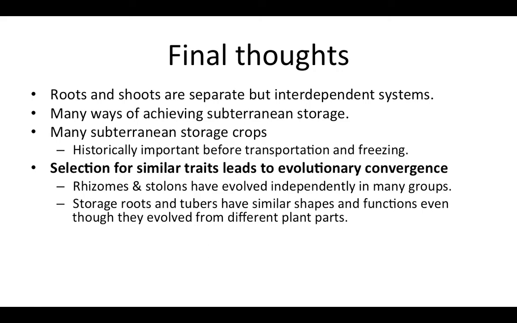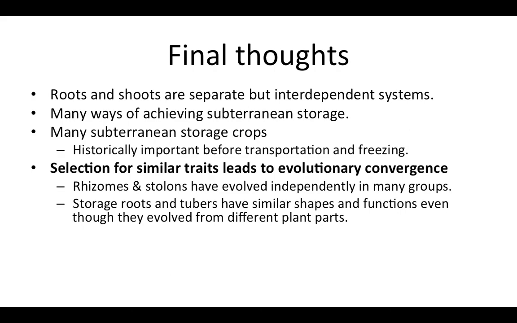The final set of thoughts relates to the idea that selection for similar traits can lead to evolutionary convergence. So one case of this is that structures like rhizomes and stolons have both evolved independently in many groups. The fact that they've evolved independently, even in unrelated plant lines, means that there is something useful about having rhizomes or stolons, such that evolution has led to these same structures being selected for repeatedly.